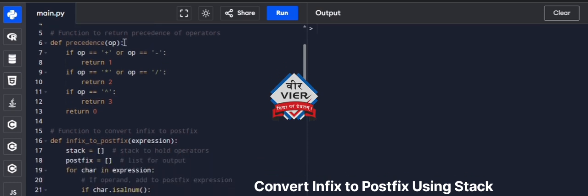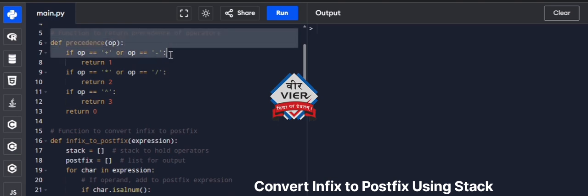The concept: infix vs postfix. When you write a mathematical expression, you use infix notation, e.g., a plus b. The operator is in between the operands. This is easy for humans, but computers find it tricky because they need to worry about parentheses and operator precedence.